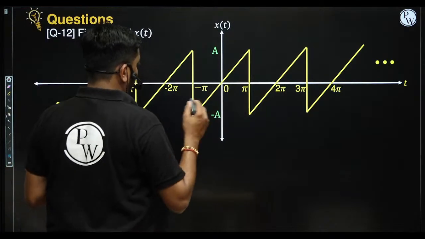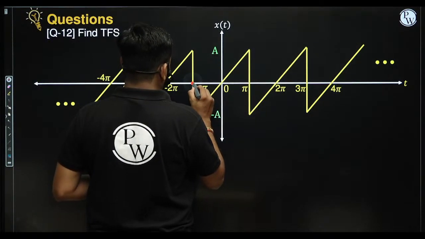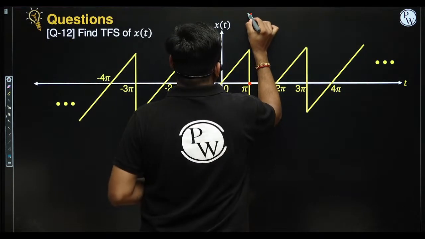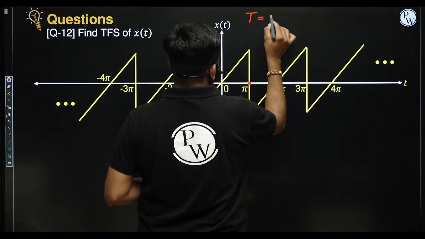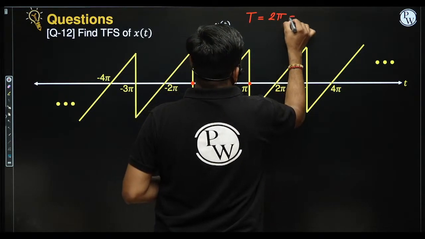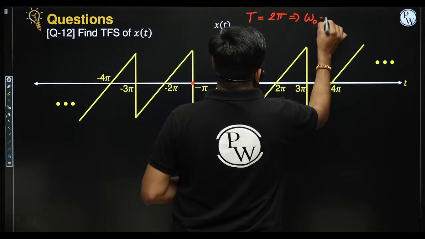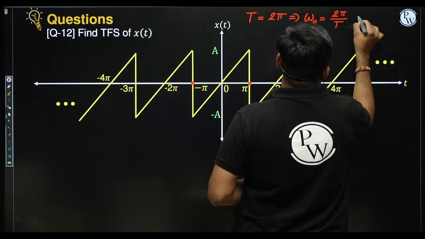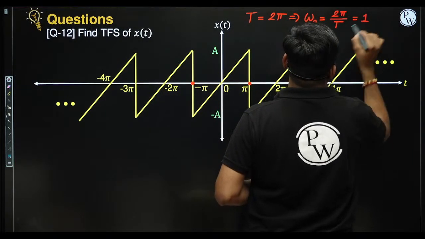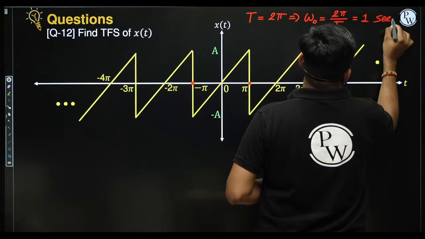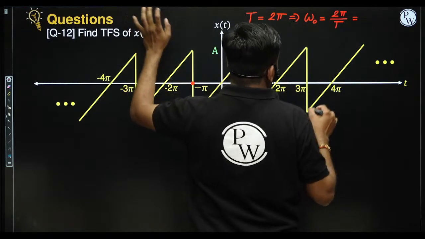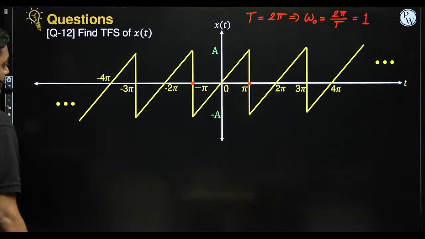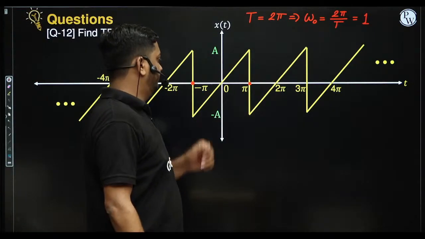So you can say here the fundamental time period is from minus pi to plus pi. So the fundamental time period, we can say capital T is 2 pi, and from this we can find the fundamental frequency, omega 0 is equal to 2 pi by capital T. If you put the value of capital T, it will be 1. Fundamental frequency omega 0 is 1 radian per second. So first of all we have to find the fundamental frequency.